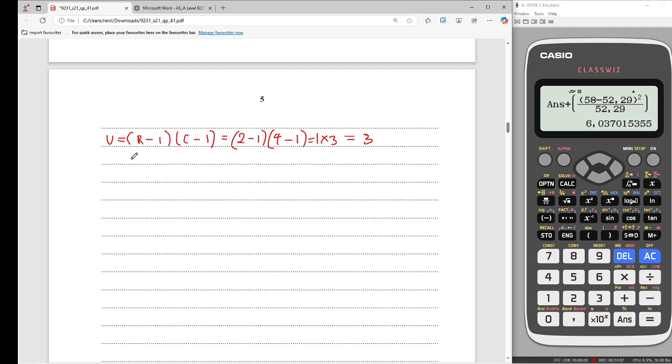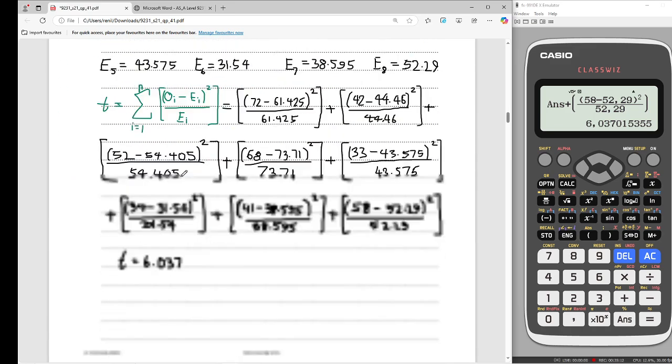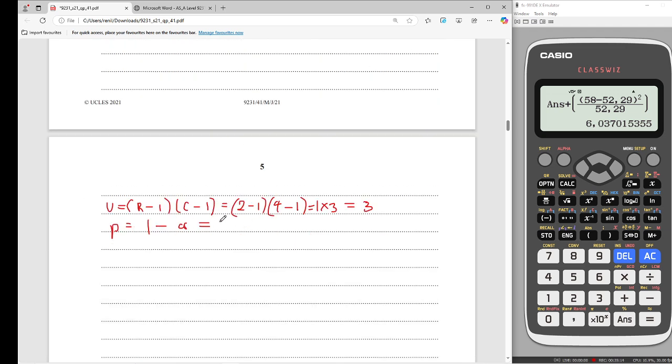Next, to find the value of p, p is equal to 1 minus alpha, because in a chi-square test we don't ever have a two-tailed test, so we're going to consider 1 minus alpha. Alpha is the percentage value, so 10%. So at 10%, alpha will be 0.1, so 1 minus 0.1 is 0.9.